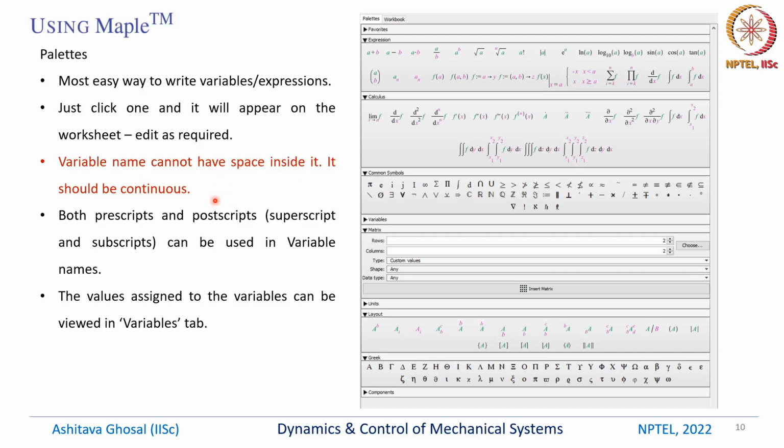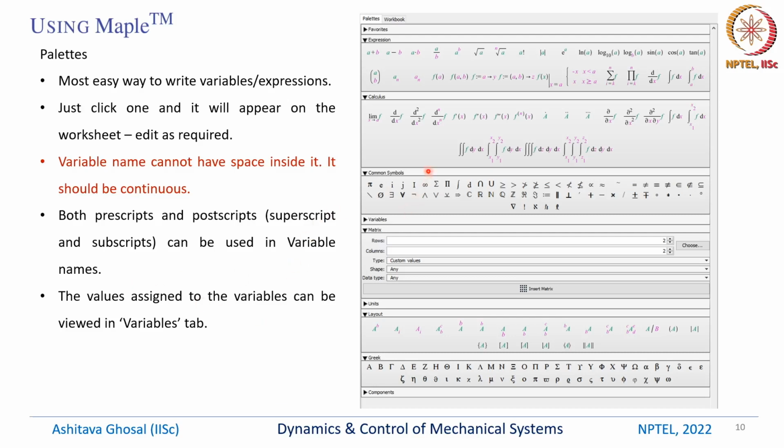So it should be continuous. You cannot have a blank b. It will not like it. You have to write ab. Both prescripts and postscripts, superscript and subscripts, can be used in variable names. So you can write x1 and subscript and so on.